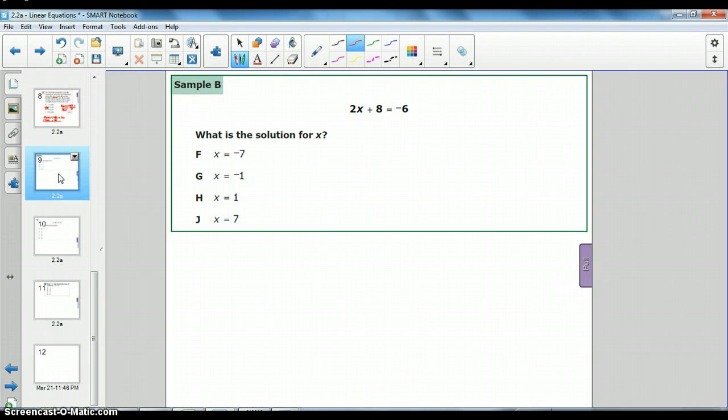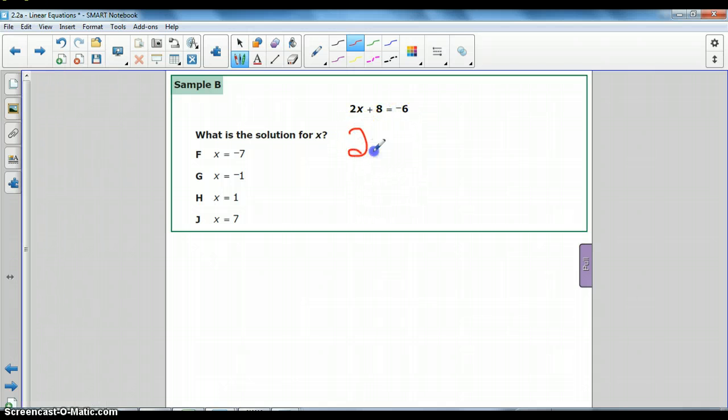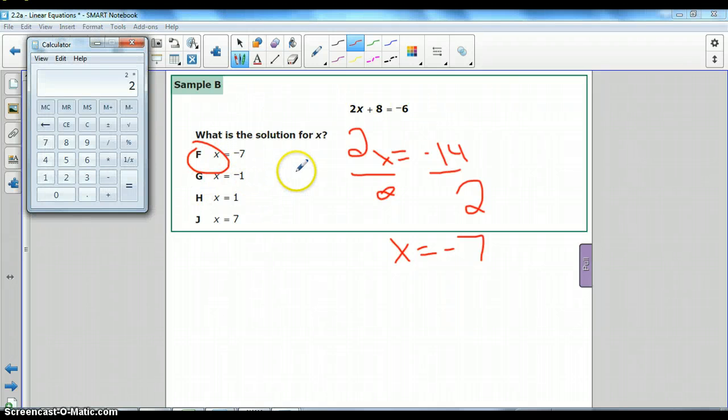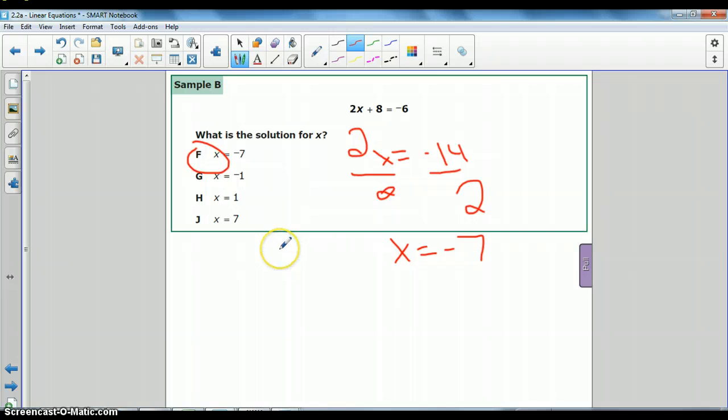Okay, what is the solution for x? We could solve for x. We could subtract 8 from both sides. 2x equals negative 14. Divide both sides by 2. x equals negative 7. And remember, you can also plug things in. So you could have done 2 times negative 7 plus 8 and see if it gets you negative 6, and go down the line that way. Check your answer that way.